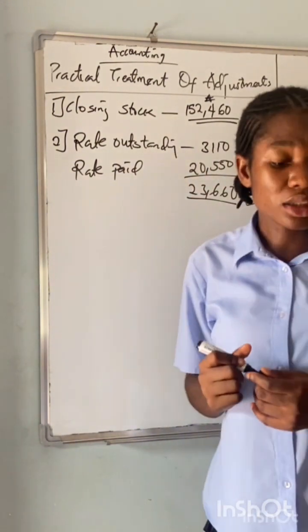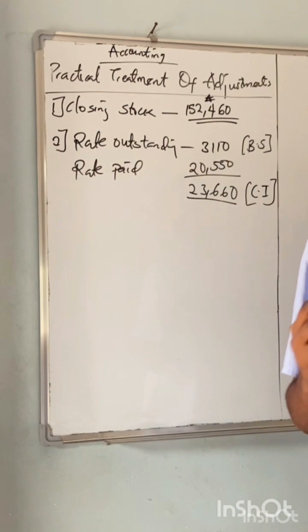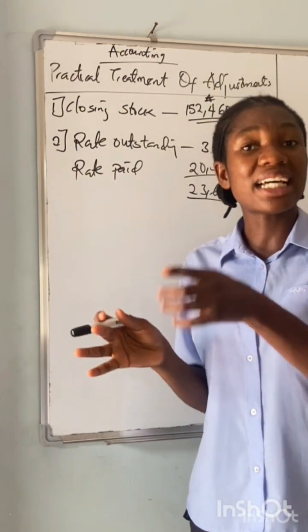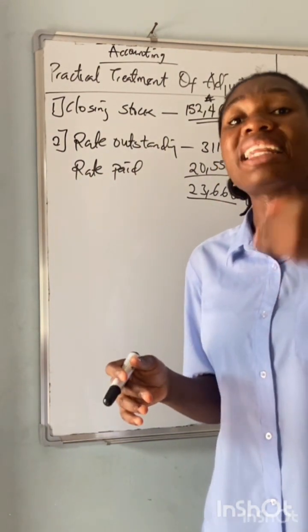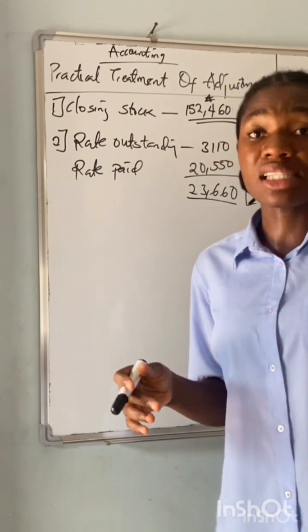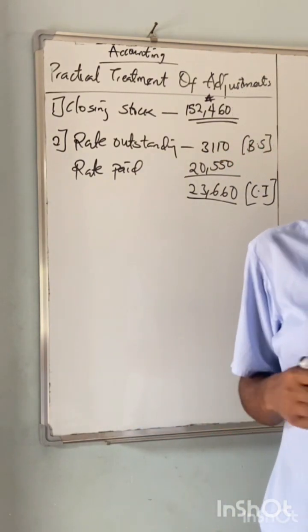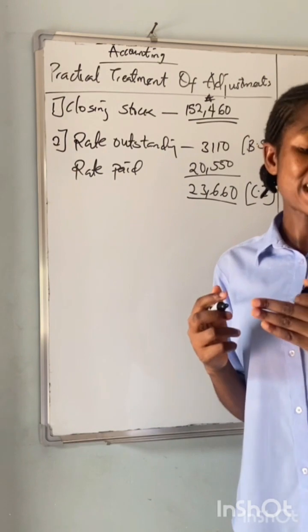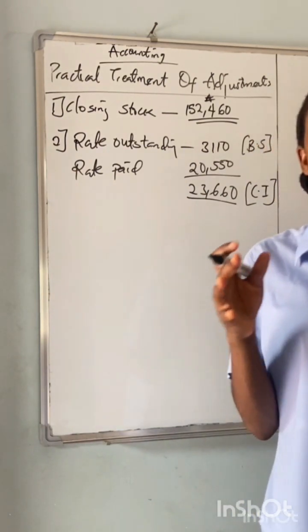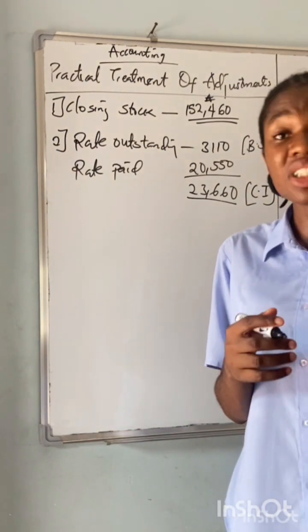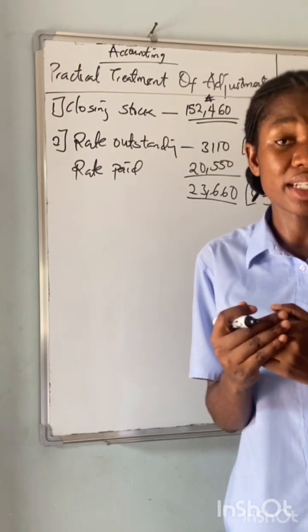Now the next we are having is insurance prepaid. Now no longer outstanding, prepaid. It was paid ahead, into the next year. It was paid ahead of the year. So we are going to be treating prepayment as a current asset for a business. We'll be treating it as a current asset in our statement of financial position.